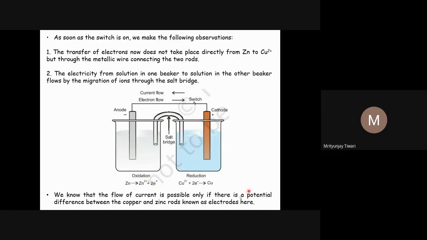If there is no reduction half, if there is no copper, this zinc oxidation will not happen. Why will it not happen? Because there is nothing available to accept electrons from the zinc, and so that is why oxidation or reduction doesn't happen in isolation; it is always a coupled process.